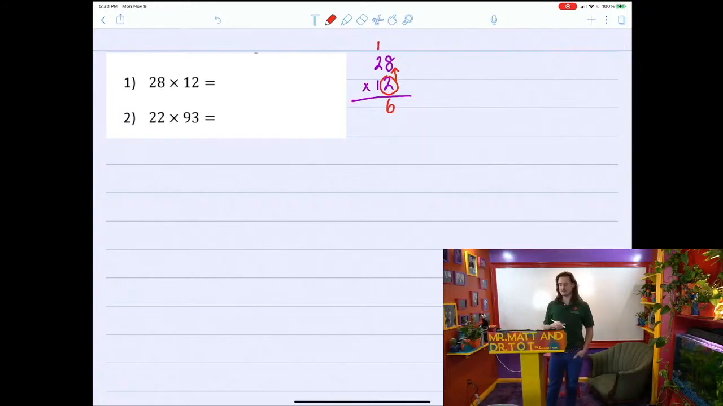It has one 10. Now I'm going to do 2 times 2, which is 4, but I have that regrouped 1, so I have to add 1. So 2 times 2 is 4. 4 plus 1 is 5.